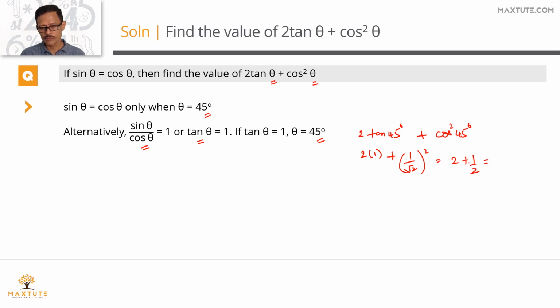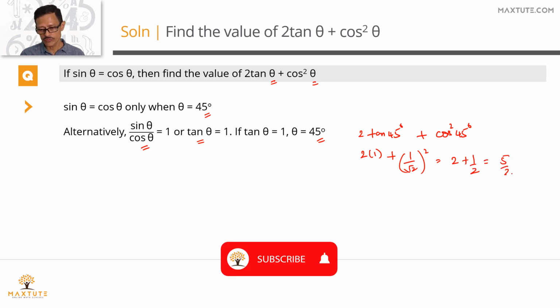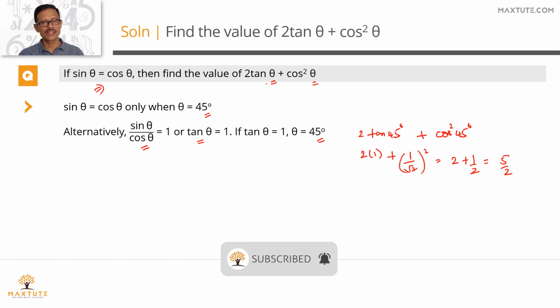So 2 plus 1 by 2 is 2.5, which is equal to 5 by 2. So again, a very simple question. The idea is to find out the value of theta using this information and then substitute it with this, finding the value of tan 45 and cos 45 to get to the answer.